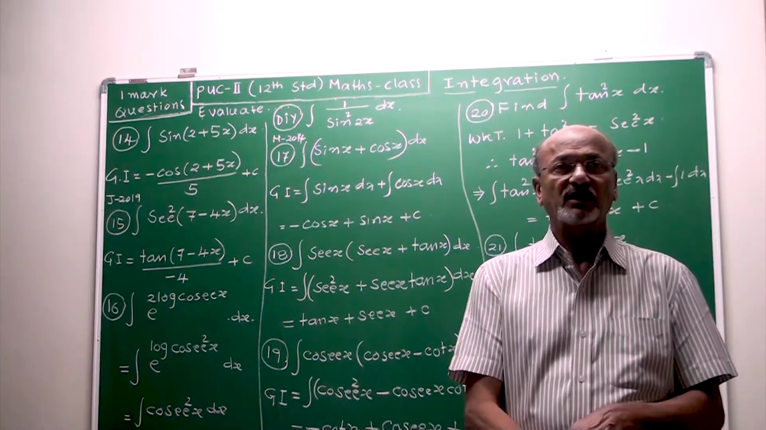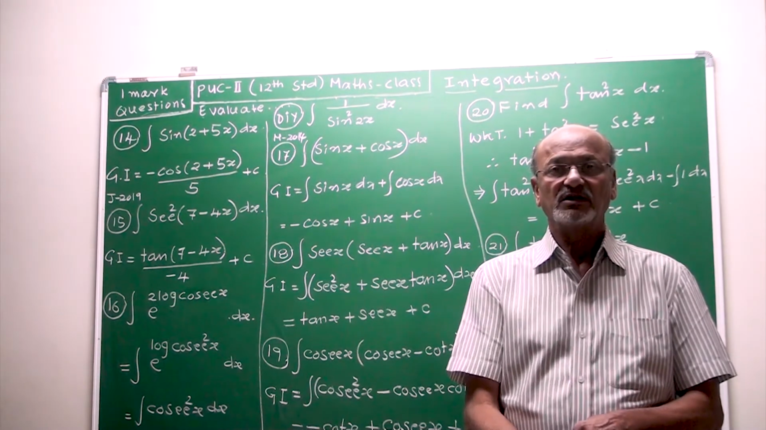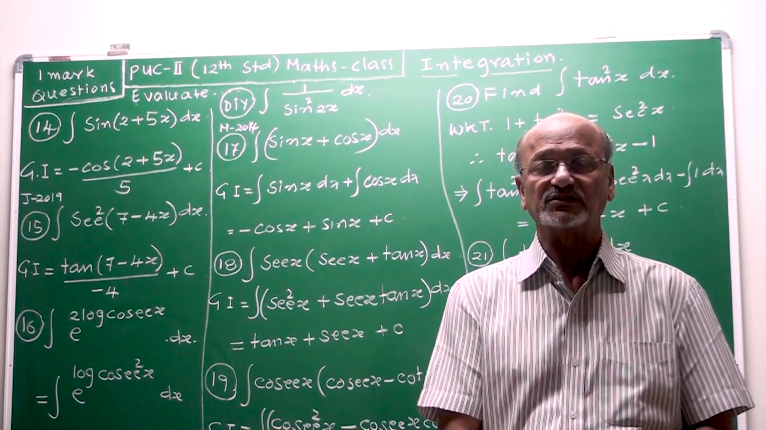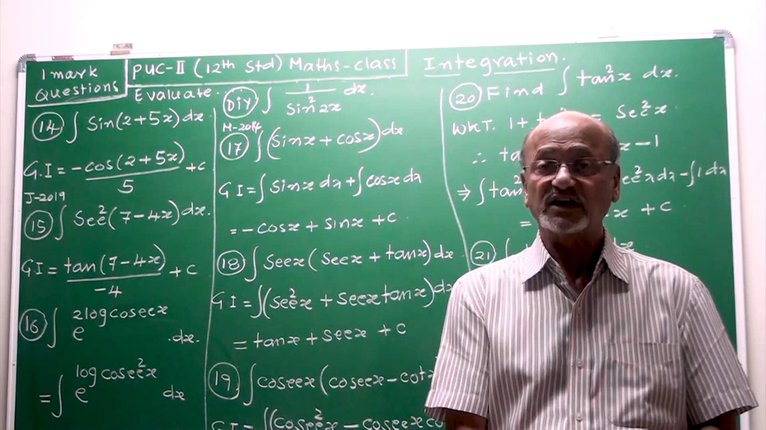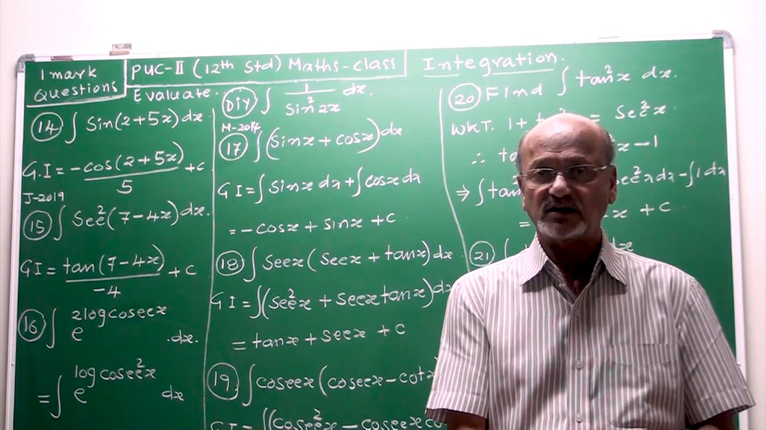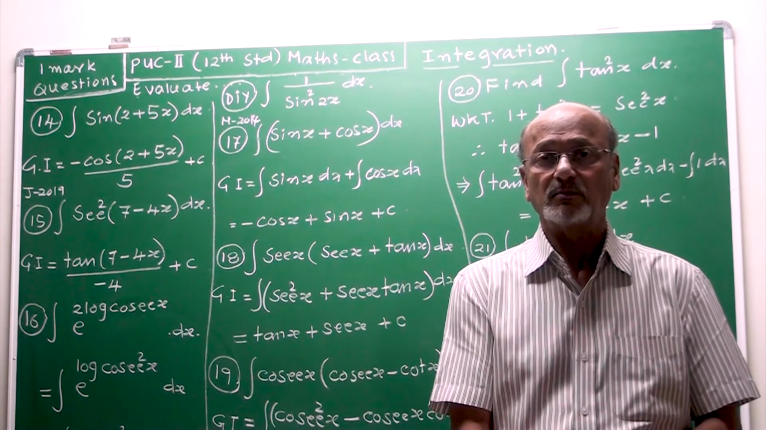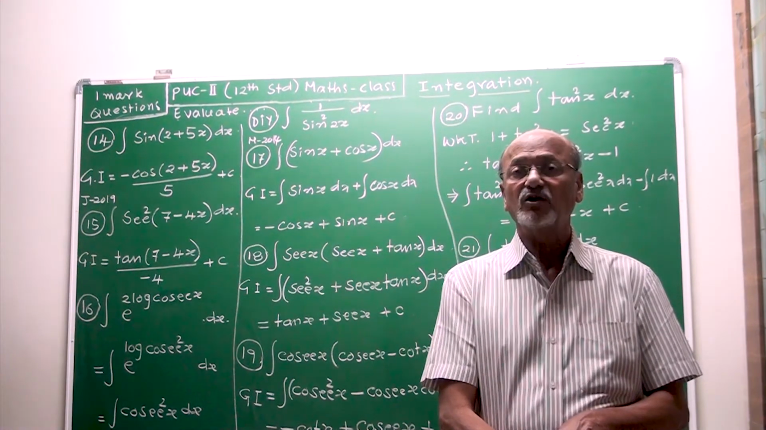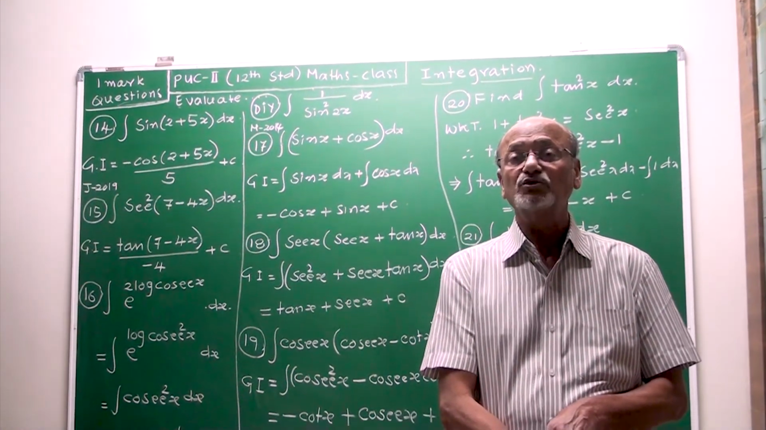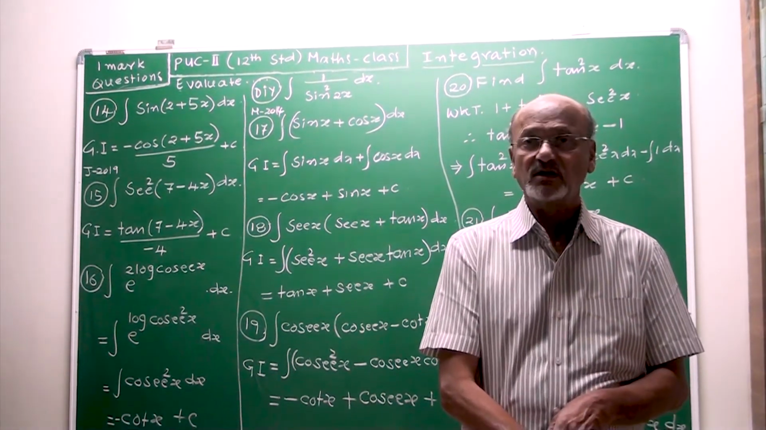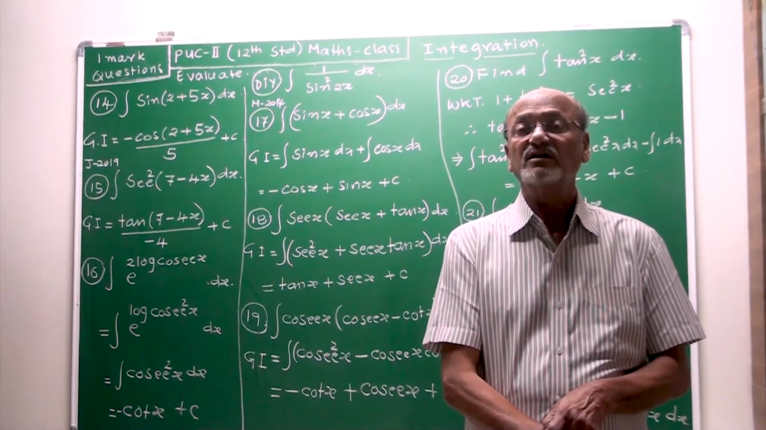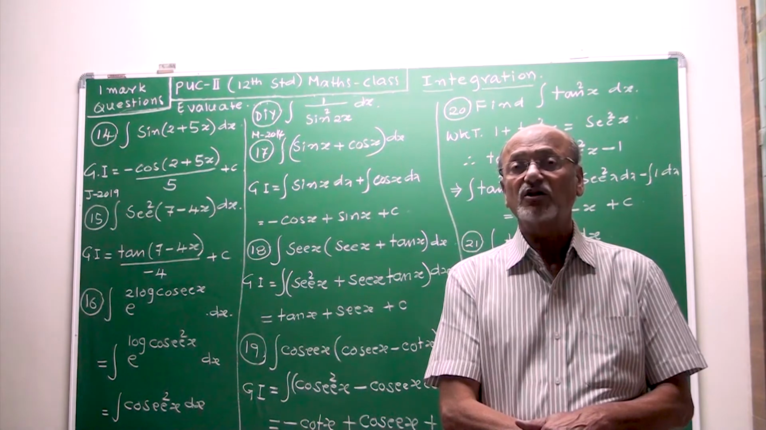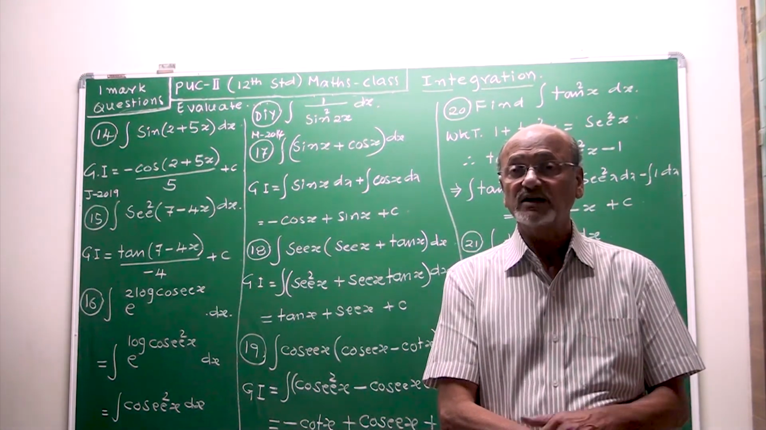As you know, integral of sine is minus cos x, integral of cos is plus sin x, integral of tan is log sec x, integral of cot is log sin x, integral of sec square is tan x, integral of cosec square is minus cot x, integral of sec x into tan x is sec x, integral of cosec x into cot x is minus cosec x. My friends, these are the integral functions like that. Even integral of sec is log sec x plus tan x, integral of cosec is log cosec x minus cot x.